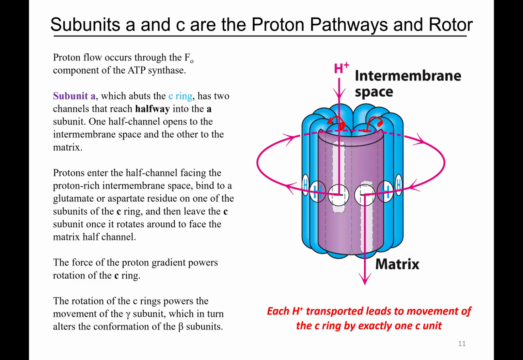Okay? The really important thing to recognize here and to remember is that transport of 1 proton causes this ring to move by exactly 1 C subunit. So back to your question, how many protons does it take to get a full rotation? Well, the answer is it's dependent on how many C subunits there are in the C ring. And different organisms have different numbers of C subunits.